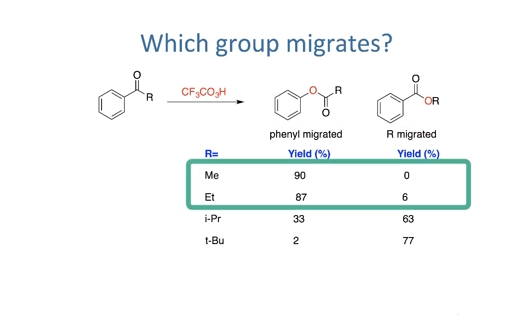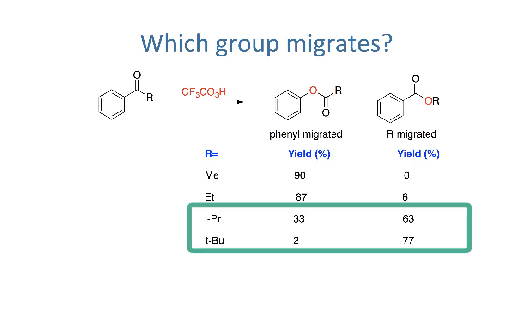One of the main things that we notice with a methyl or primary migrating group like ethyl is that the products are almost exclusively a result of phenyl migration. Secondary and tertiary groups migrate more readily than phenyl.